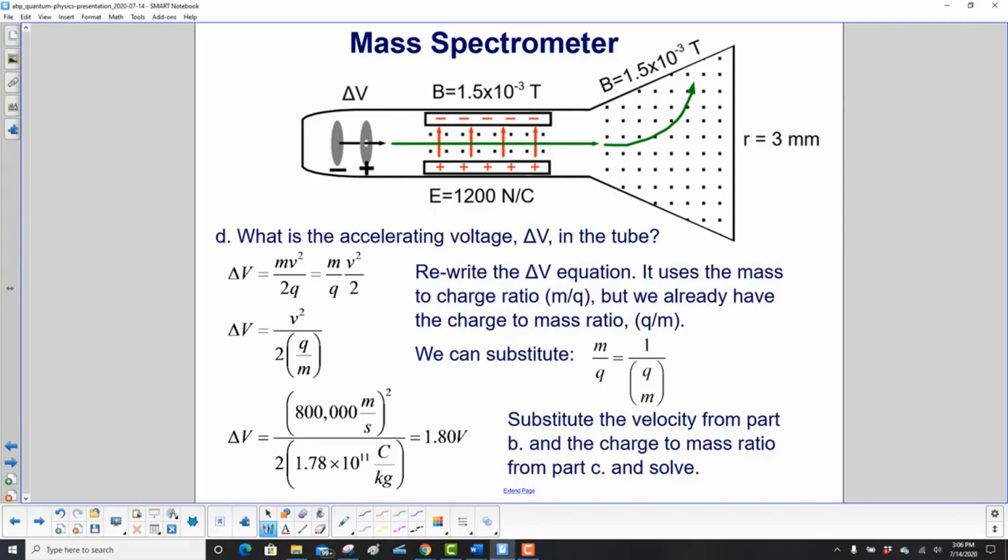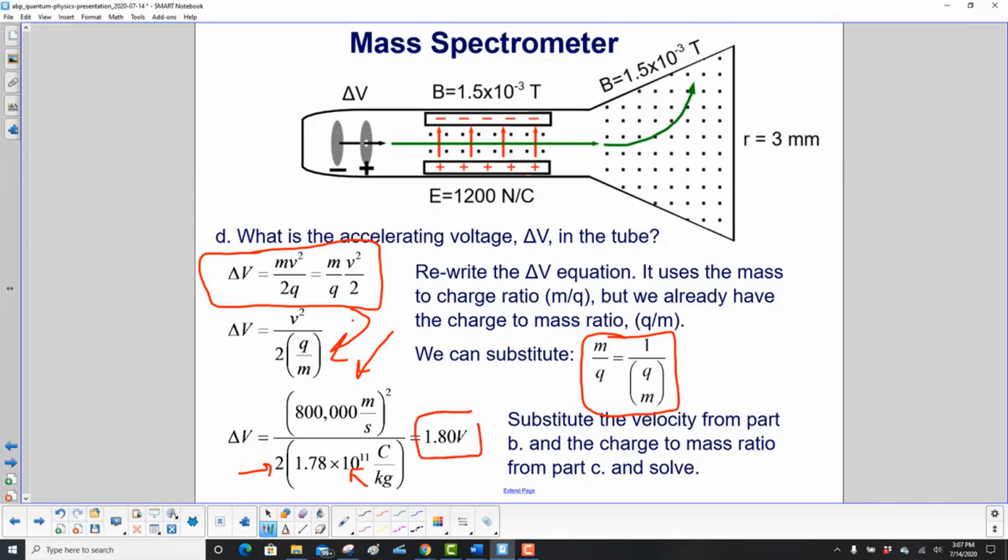What is the accelerating voltage delta V in the tube? So we have our equation here. Delta V is mv squared over 2Q. Let's rewrite that as m over q times v squared over 2. It uses the mass to charge ratio, but we already have the charge to mass ratio. So we substitute m over q is equal to 1 over q over m, and we get this expression here, and then we can put our numbers in. We have the velocity, we have 2, and we have the charge to mass ratio. So we find that it's 1.80 volts. It's just a cooler way of doing it.